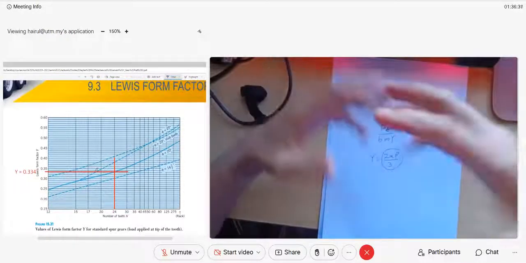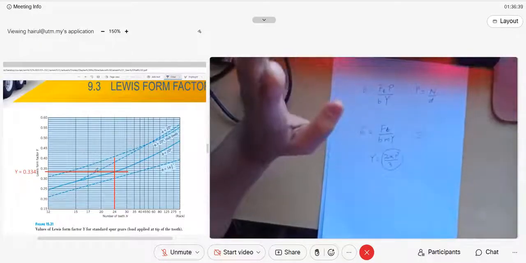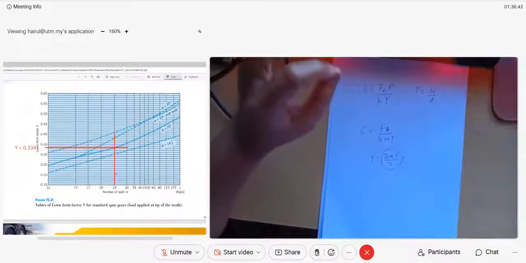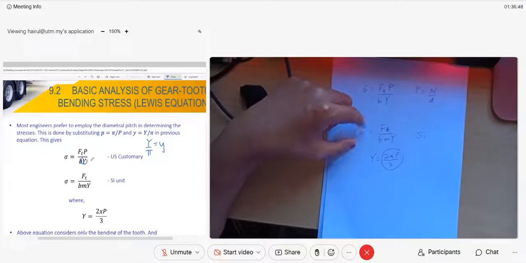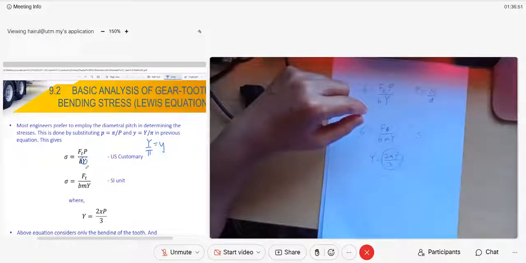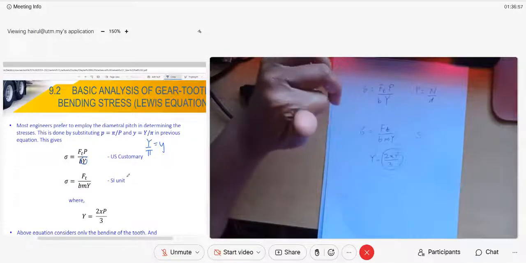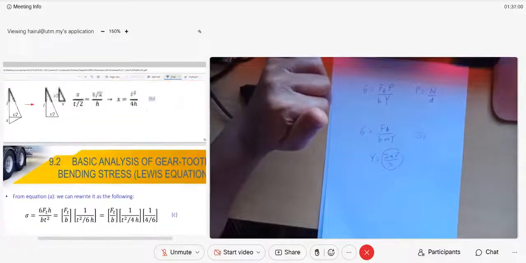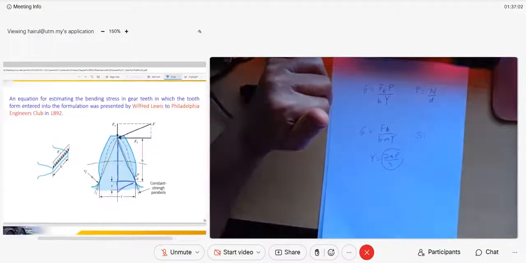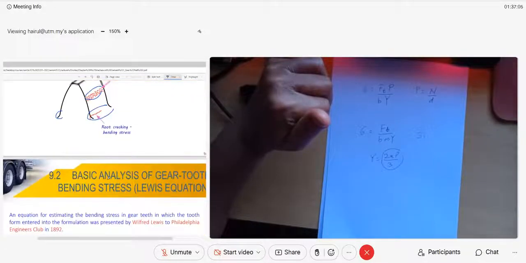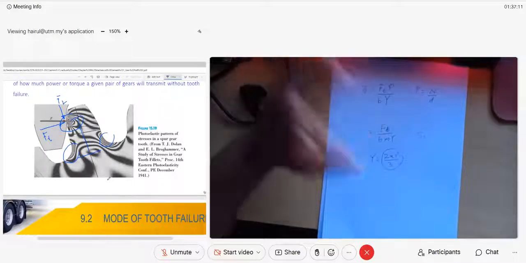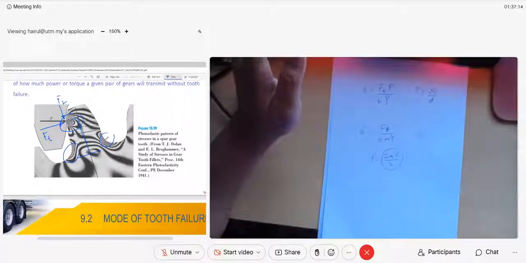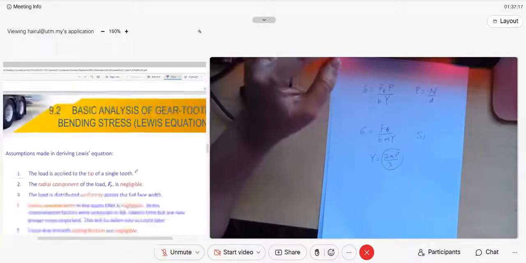This is a basic equation. Actually, because this is the Lewis form factor, when they formed this Lewis form factor, they actually ignored the fatigue stress concentration factor. Remember guys, gears have shoulders, right? They have a radius at the fillet. Actually, there will be stress concentration. When Mr. Lewis formed this equation, they were totally unaware of stress concentration, because we have a shoulder, we have a radius.